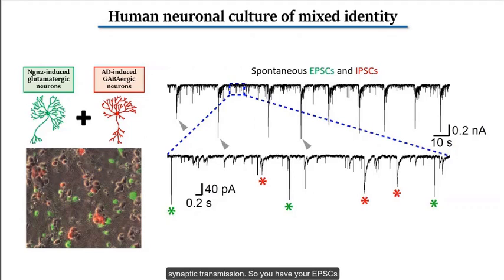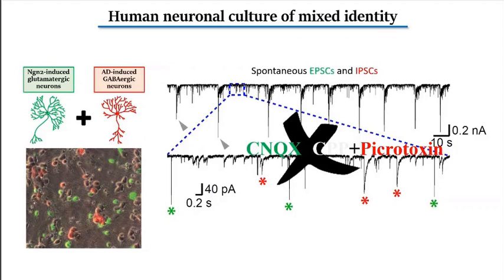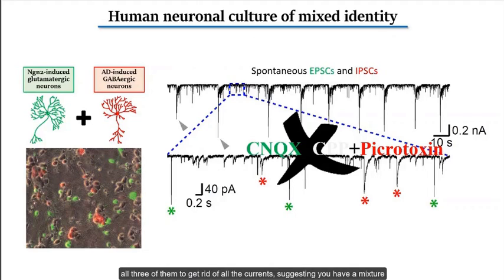So you have both EPSCs, marked in green, which are excitatory postsynaptic currents coming from the glutamatergic neurons, and IPSCs, which are inhibitory postsynaptic currents coming from GABAergic neurons. And this time, you have to add NBQX, CPP, and picrotoxin, all three of them, to get rid of all the currents, suggesting you have a mixture of different types of events.